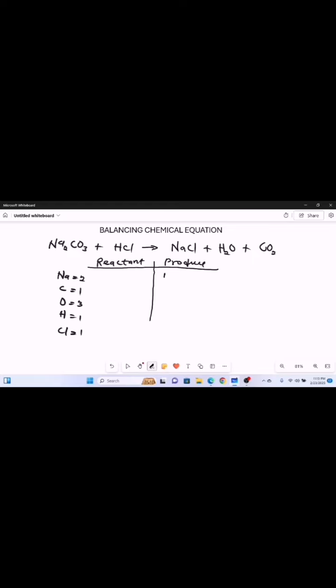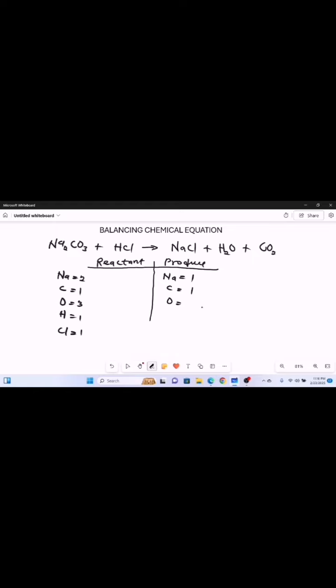I have sodium. On the product I have just 1 mole of sodium. I have carbon. On the product I have also 1 mole of carbon. I have oxygen. On the product, now look at the position of oxygen. I explained this in the first video. Don't just say 1 plus 2 and total of 3. No, just indicate their number of moles according to their order.